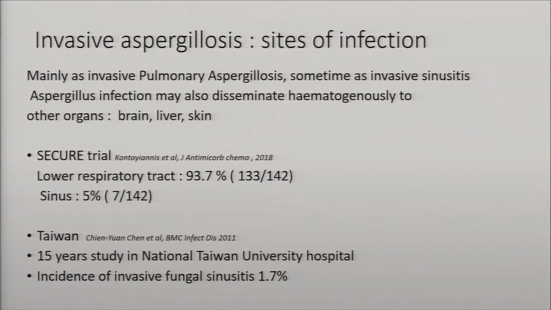In one of the studies, I think done in Professor Chin's center, a 15-year study, they found that the incidence of fungal sinusitis is about 1.7%. And in this study, the commonest mold is actually Aspergillus, followed by mucor. Okay? Occasionally, invasive aspergillosis might spread hematogenously to other organs, for example, the liver, brain, and skin.